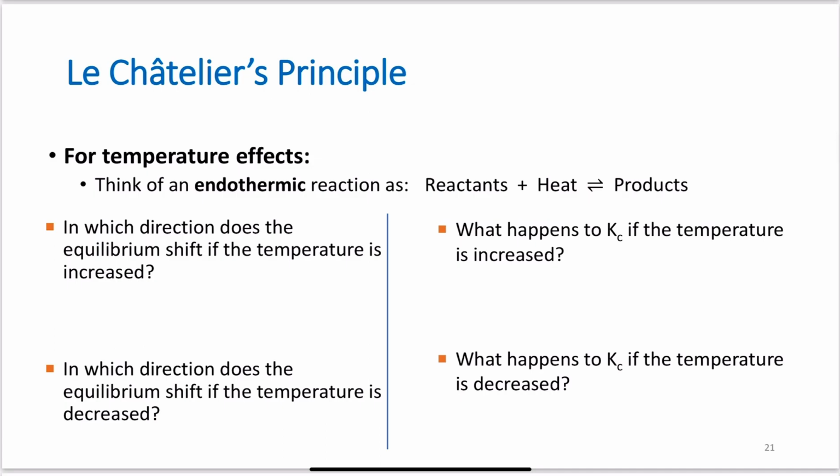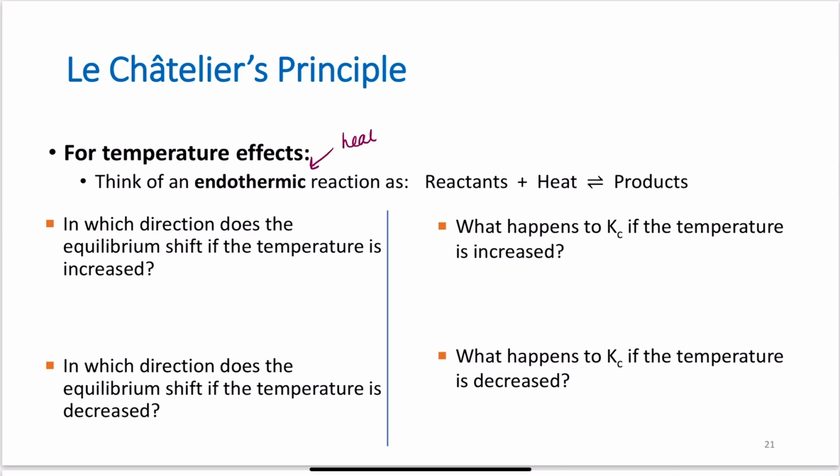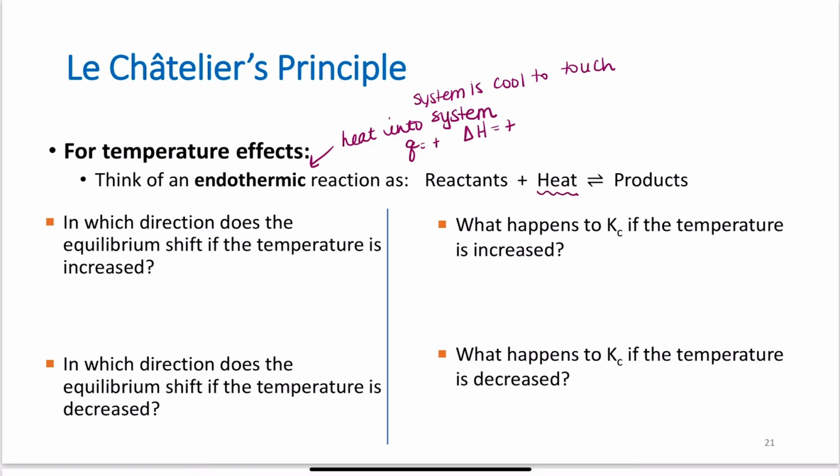First, let's look at temperature effects. When you have an endothermic process, endothermic again means heat goes into the system. So Q is positive, the heat is positive, delta H is positive. I would also say the system is cool to touch. These are all ways to say a reaction is endothermic. I want you to treat the heat as a reactant. So write reactants plus heat on your reaction. If you treat the heat as a reactant, it can help you identify what's going to happen when we adjust or change the equilibrium.